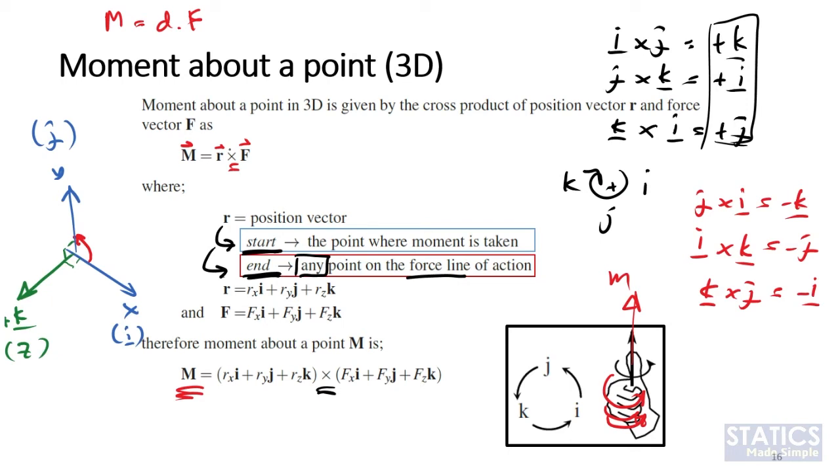And moment at a point is equal to R cross F, not F cross R. Always moment equals R cross F. Never mix this up. R must come first, followed by the force vector.